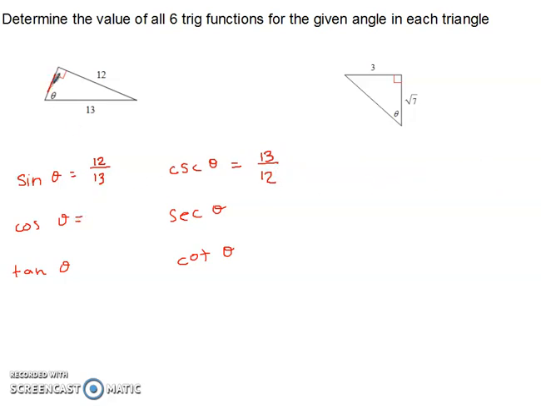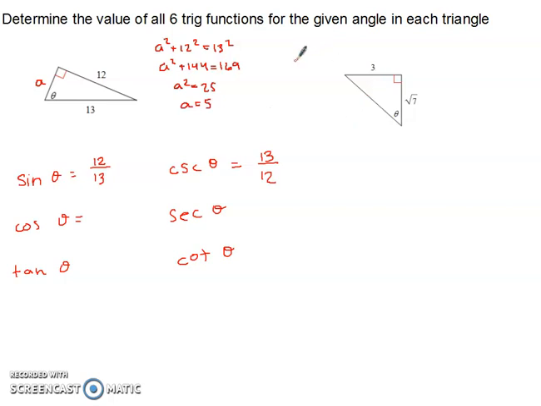Cosine is my adjacent leg over my hypotenuse. Now, unfortunately, I don't know that length of the adjacent leg, so I'm going to go ahead and call this A, and then I'll use Pythagorean Theorem to solve. So a squared plus 12 squared is equal to 13 squared. A squared plus 144 is equal to 169. So a squared is equal to 25, which means that A is going to be 5.